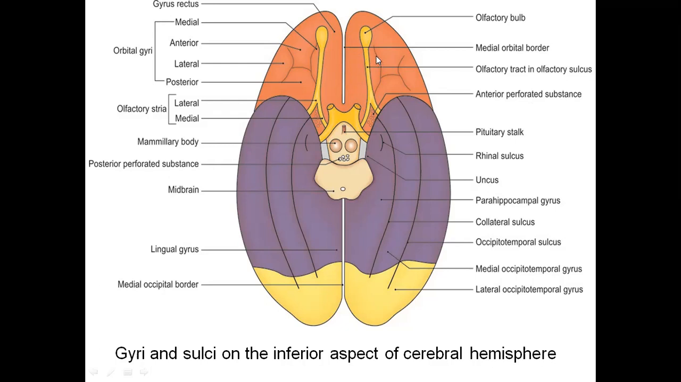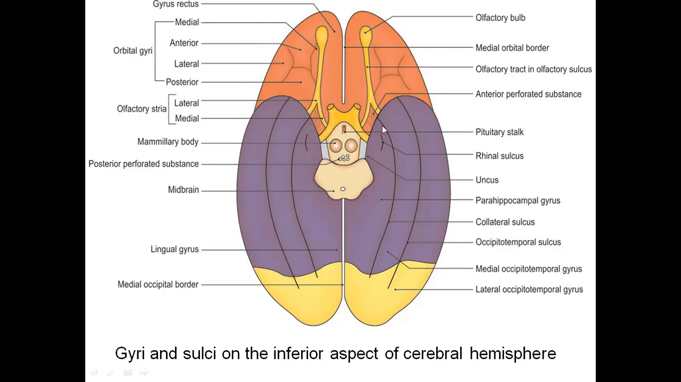Then on the lateral aspect of the olfactory tract, you have H-shaped sulcus. This H-shaped sulcus is having certain gyri. In front you call it anterior orbital gyrus. Behind you call it posterior orbital gyrus. Near to the midline we call it medial orbital gyrus. On lateral side you call it lateral orbital gyrus. These are the sulci and gyri you see in the orbital part of the inferior surface. Then we have tentorial part.